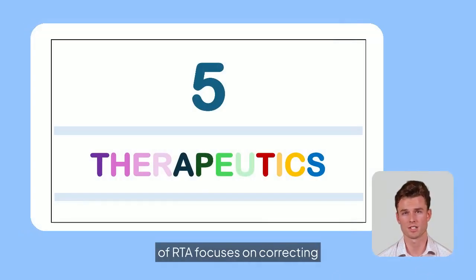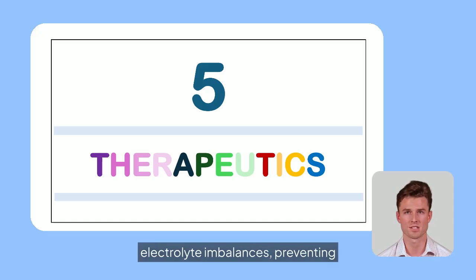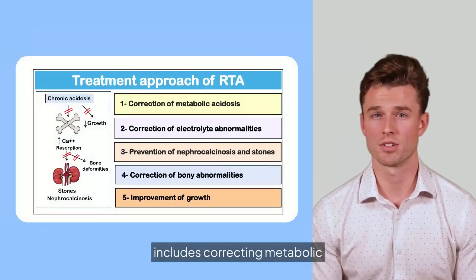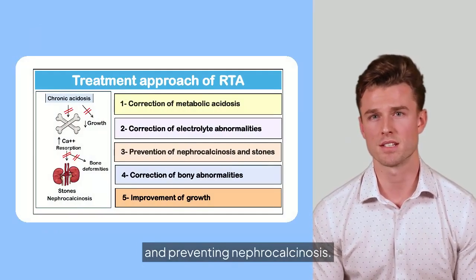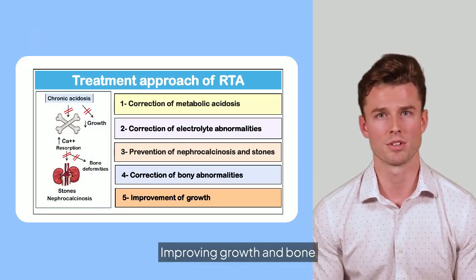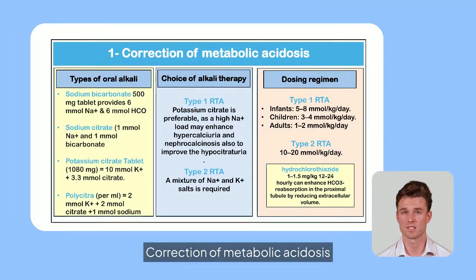Section 5. Therapeutics. Treatment of RTA focuses on correcting metabolic acidosis, managing electrolyte imbalances, preventing nephrocalcinosis, and supporting growth and bone health. The treatment approach for RTA includes correcting metabolic acidosis, electrolyte abnormalities, and preventing nephrocalcinosis. Improving growth and bone health is also essential. Correction of metabolic acidosis involves oral alkali therapy. Sodium bicarbonate, sodium citrate, and potassium citrate are used, with dosing tailored to the type of RTA and patient needs.